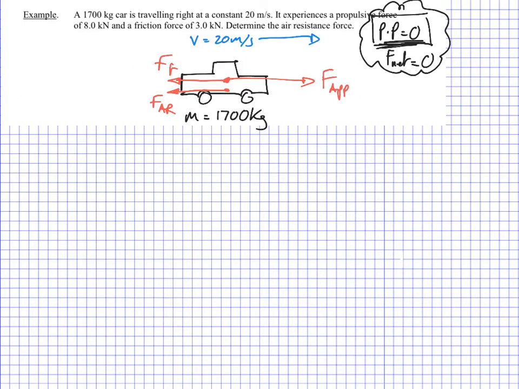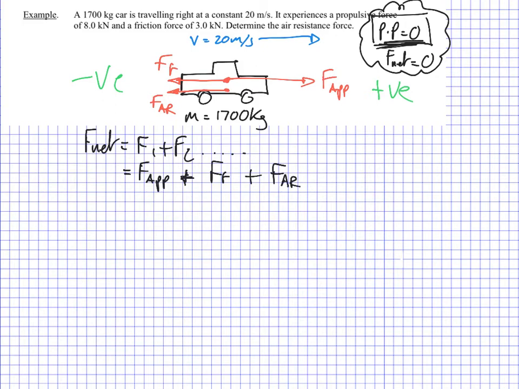Now this is key. I'm going to do my Fnet expression. I'm going to write it out. Fnet is the sum of all forces, however many there are. And so I'm going to treat this side as positive, this side as negative. So there is a force applied by the engine, there's also going to be a force of friction, and there's also going to be a force of air resistance.